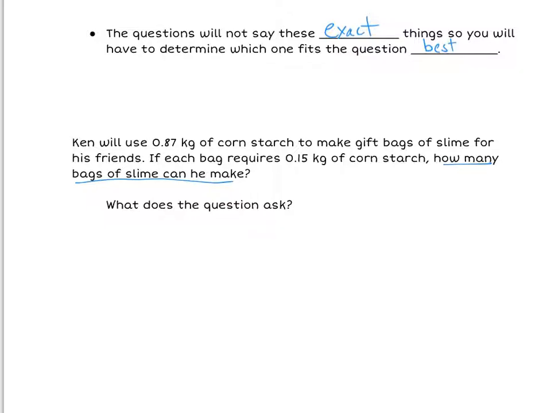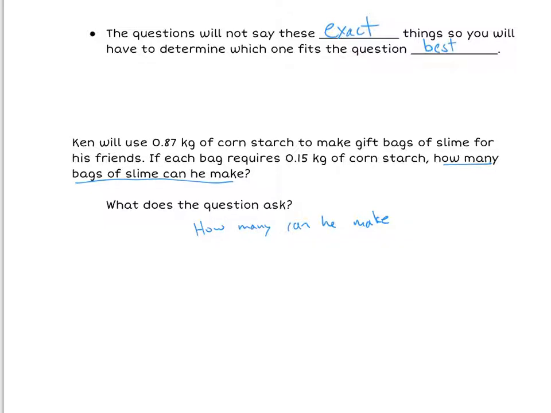So what does the question ask? It asks, how many bags can you make? I'm already doing the math right now. Trying to find 15 times what equals. How many can you make? So how many can he make? What's the total he can make?